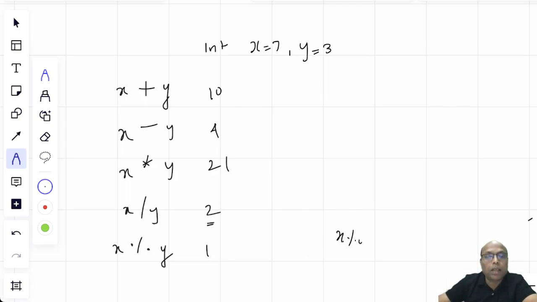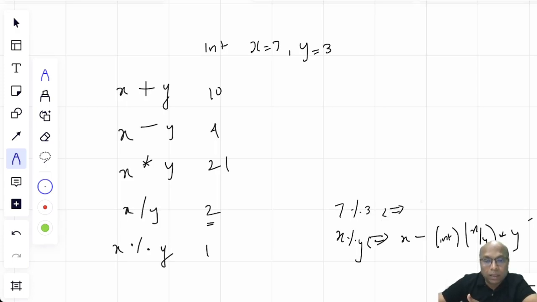X mod y implies x minus integer part of x by y into y. Let's take an example. X mod y, 7 mod 3 implies 7 minus integer of x by y. What is the integer of x by y? X by y is 2.3. Integer of x by y is 2. 2 into 3. That means 7 minus 6. I'll get 1. This way it calculates the modulus internally.